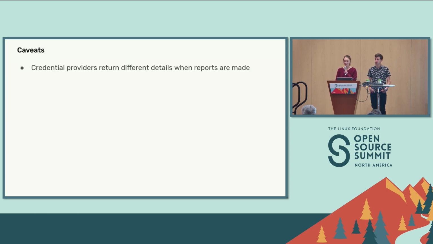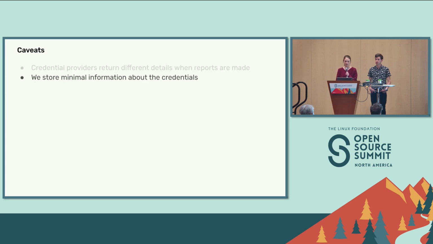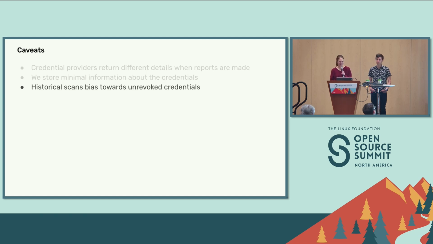Before we begin, I want to mention up top some of the caveats that affect the analysis we're going to talk about. First of all, different credential providers return different levels of details when you report a credential. So that means that not all of this analysis is going to include findings from every credential provider. Secondly, to be as cautious as possible, we don't store a ton of information about the credentials on our end once they've been reported. And that's just to try and avoid amassing a huge database of potentially unrevoked credentials. But it does make some types of analysis a bit harder.